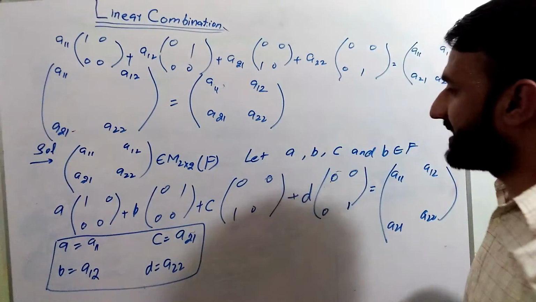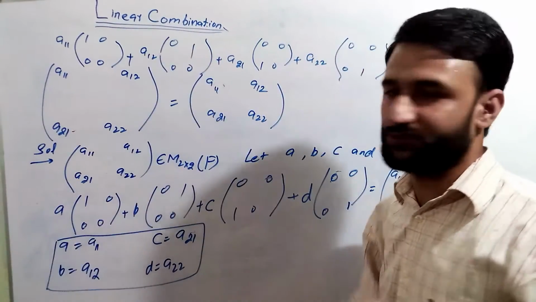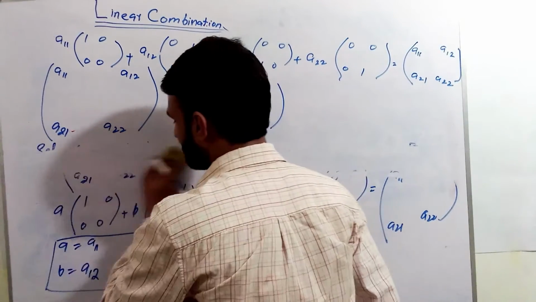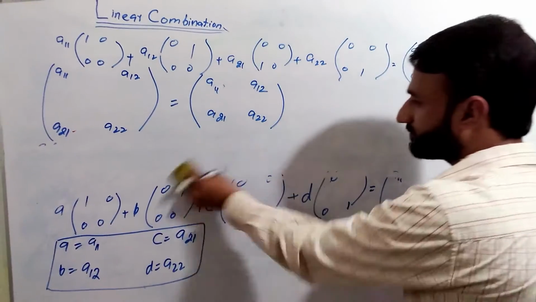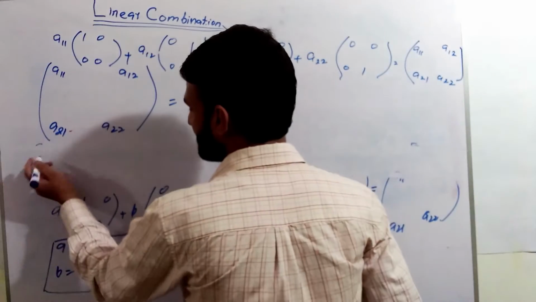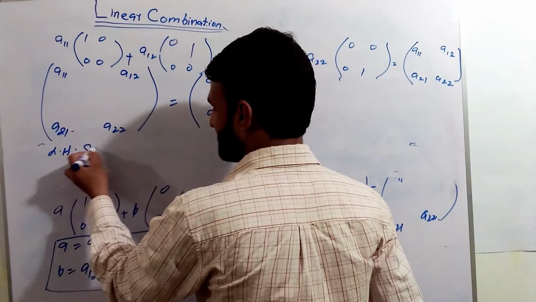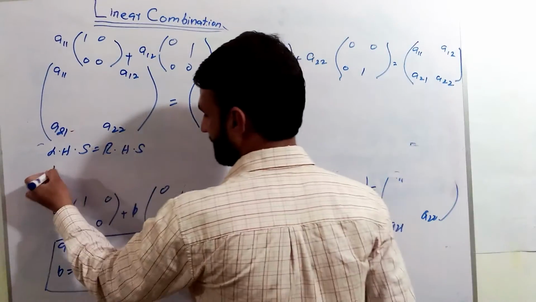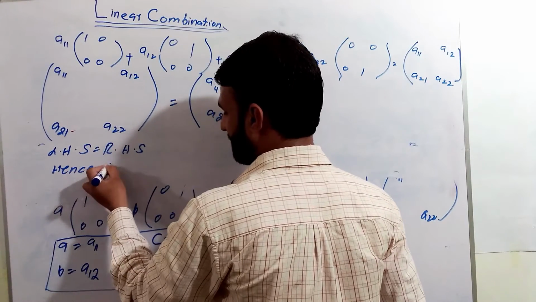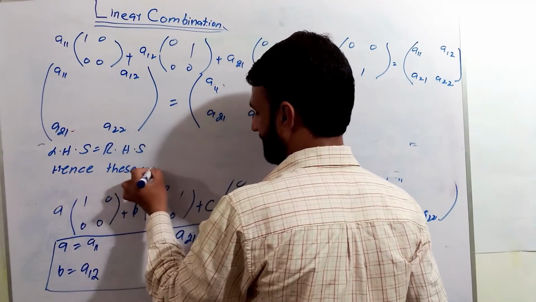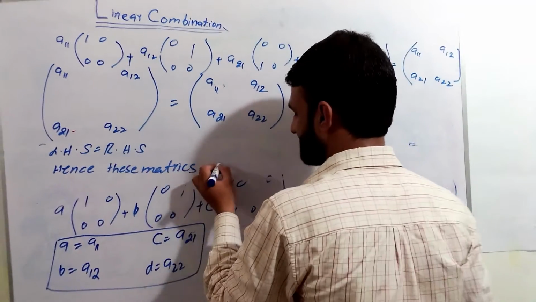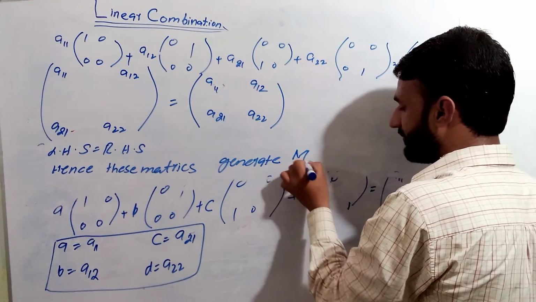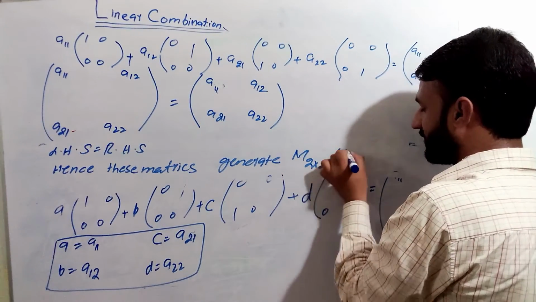If you notice, the left hand side of the expression is equal to the right hand side of the expression. Hence, these matrices generate the M2 cross 2 matrix space over the field F.